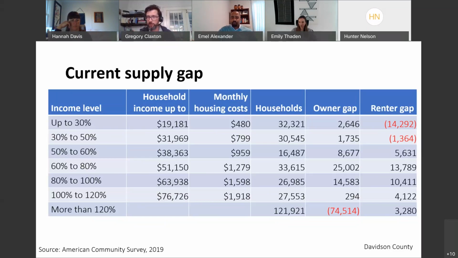It looks like a surplus as you move up the income ladder, but keep in mind that all of those units are getting used up by households that earn a lower amount and are then cost burdened. So it's not like we've got a huge glut of homes at 50 to 60% because you've got a deficit of 15,000 below that. We spent a fair amount of time talking through the ownership gap here because, again, it's something that looks like a surplus.